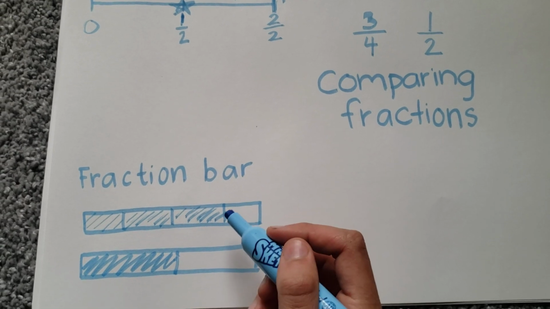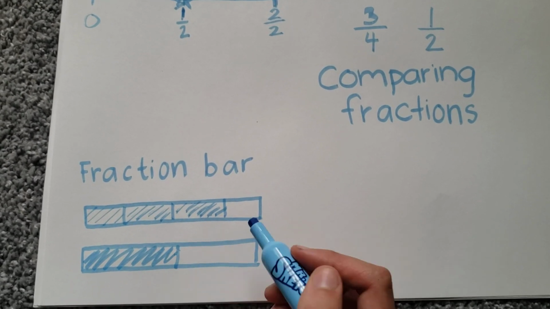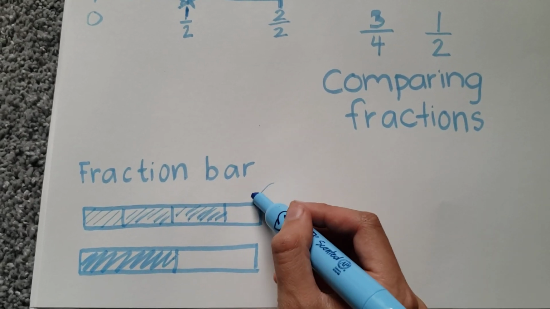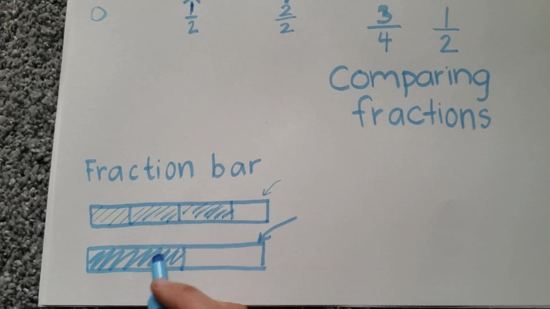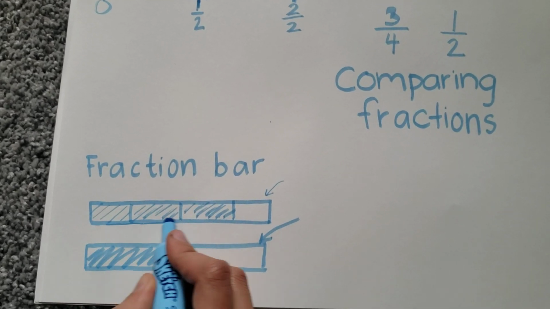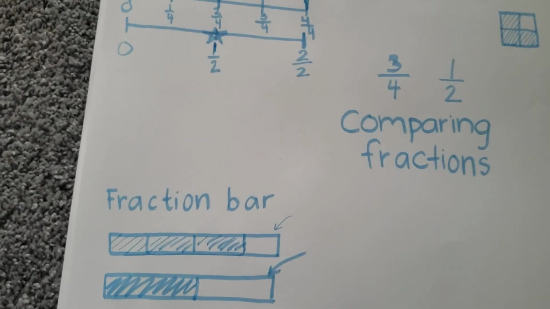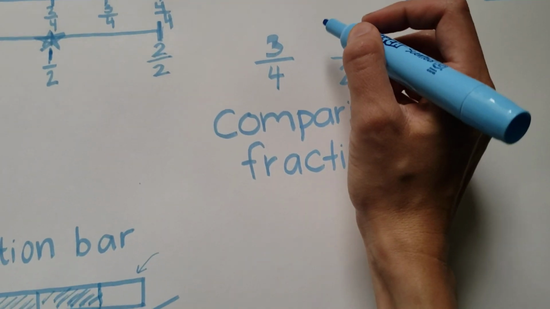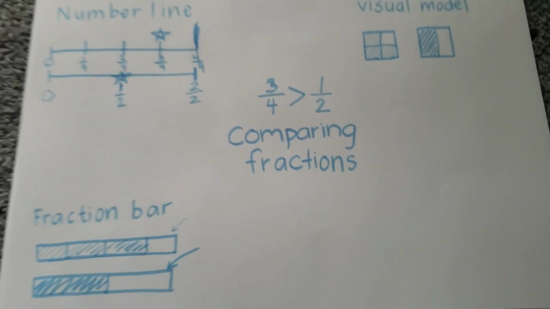I can see that this fraction bar is greater or has more shaded in than unshaded. Only a tiny piece is left unshaded, where a larger piece here is left unshaded. So the shaded portion is greater. 3/4 is more than 1/2. Then I can write my symbol in here. 3/4 is greater than 1/2.